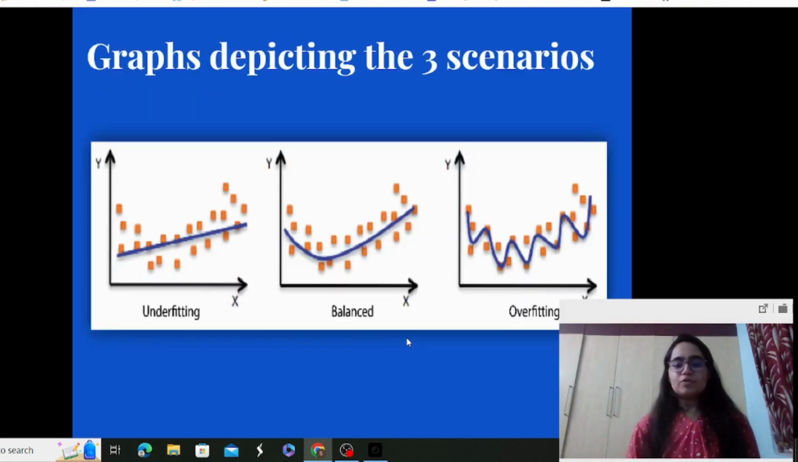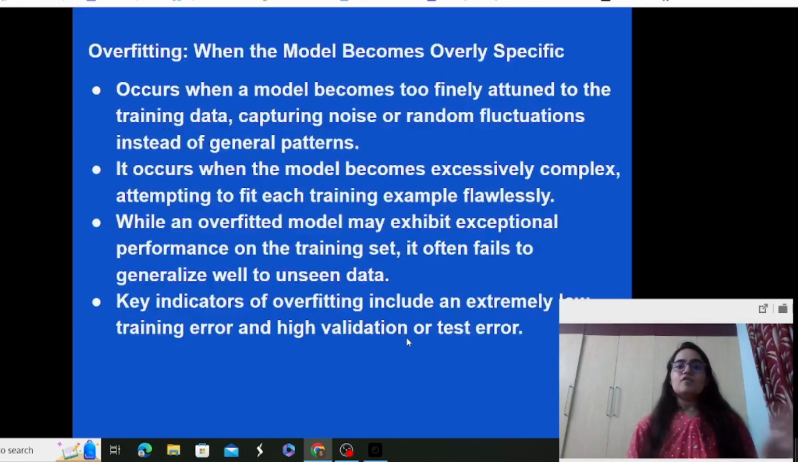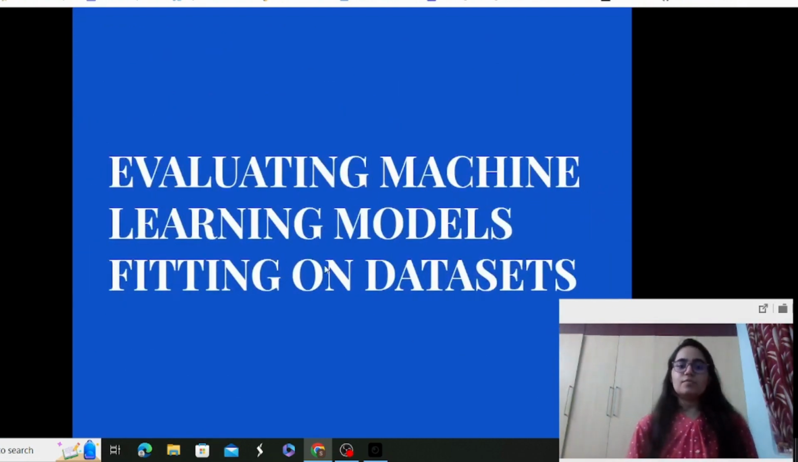So that was all about the topic of evaluating machine learning model fitting on data sets. I hope I have given you insights on this topic, and it's a really important topic.